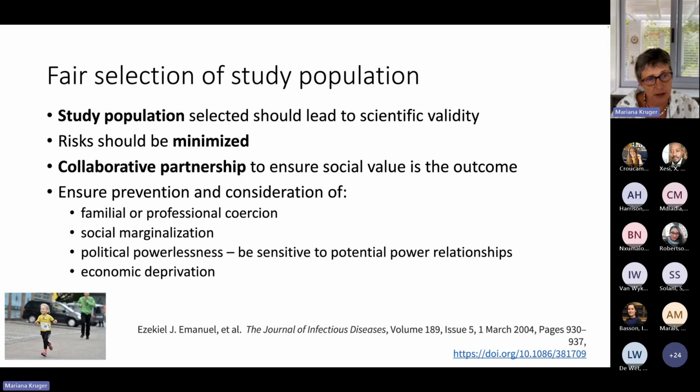Again, it's very important, and I will come back to this later, the collaborative partnership with the community to ensure the social value of the outcome. And you should ensure prevention and consideration of other issues such as familial or professional coercion, or those that are already socially marginalized that can become more marginalized through the research process. And we have to acknowledge that the participants are often politically powerless in this situation, and there's a power relationship between the researcher and the participants, and one should be sensitive to this potential power relationship.